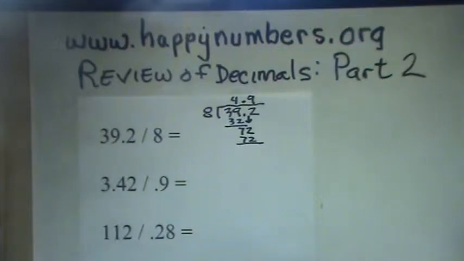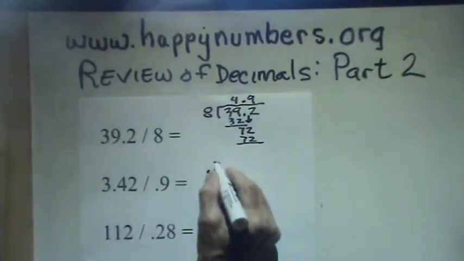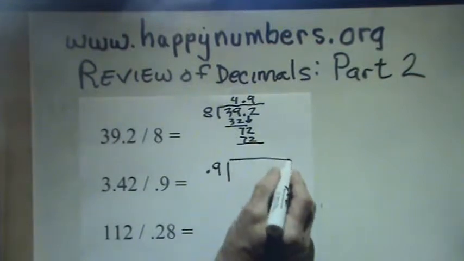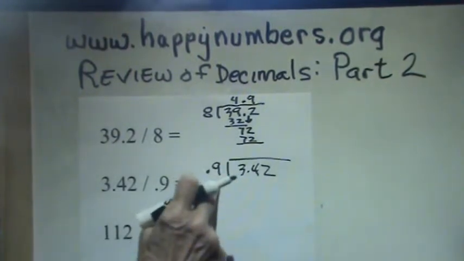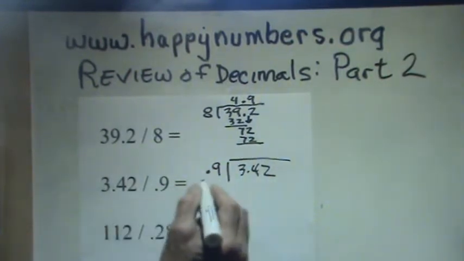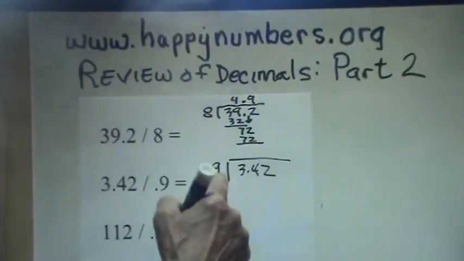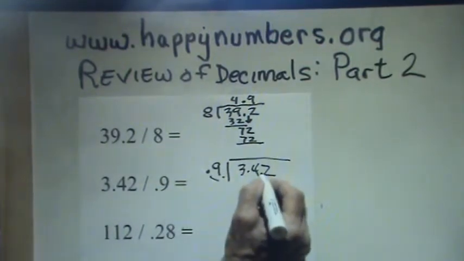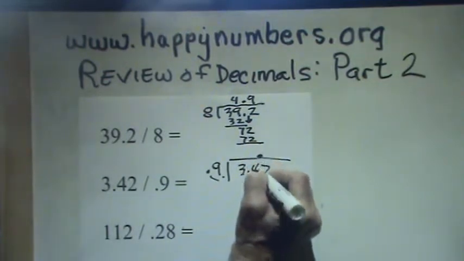Our answer to our second problem, where we were dividing a decimal into a decimal: 9/10 divided into 3 and 42 hundredths. Well, here now we have to move this decimal over to here, and we don't actually write it. And we move this decimal one place to here. So now our decimal goes here.